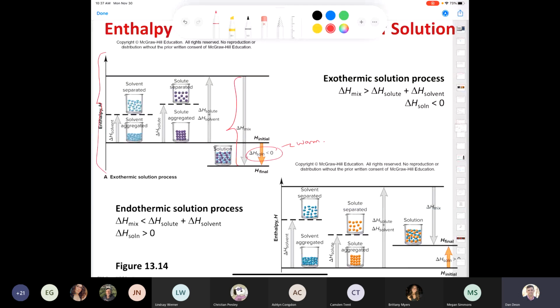In an endothermic solution forming process, we have the delta H of the solvent and the delta H of the solute, and we tally both of these up. But then when we mix, we only release a smaller amount of heat. And so overall, the delta H of the solution is going to be greater than 0. And so if you were to mix up an endothermic solution and shake it with your hand, and we'll look at some examples of this in the next class, it would feel cold, because the heat would be taken from your hand.